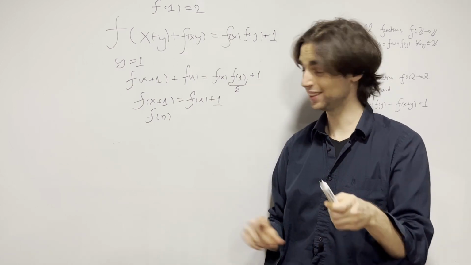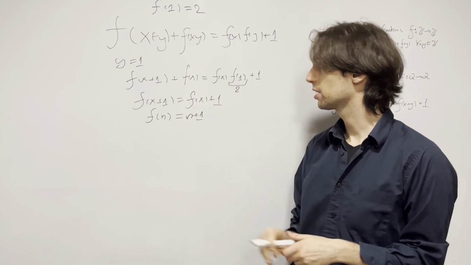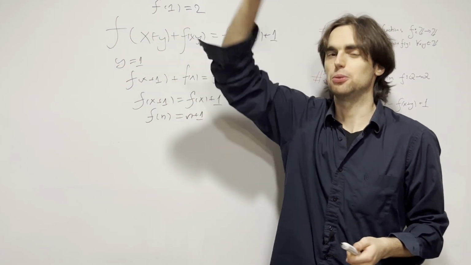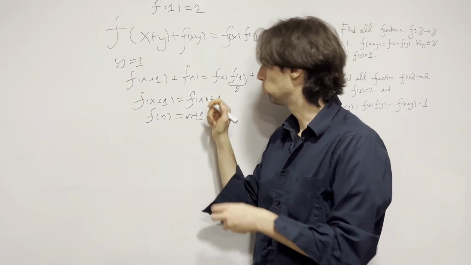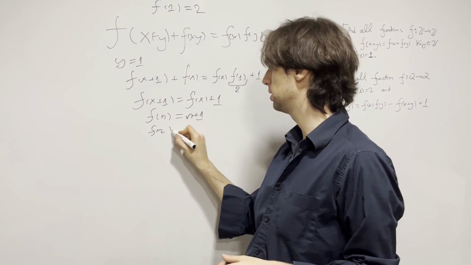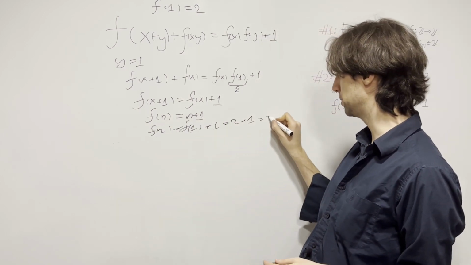Pause for 2 minutes if you haven't. And the answer is this is equal to n plus 1. Why? f of 1 is equal to 1 plus 1, which is 2. And then when we plug in 1, we will have f of 2 is f of 1 plus 1, which is going to be 2 plus 1, which is 3.